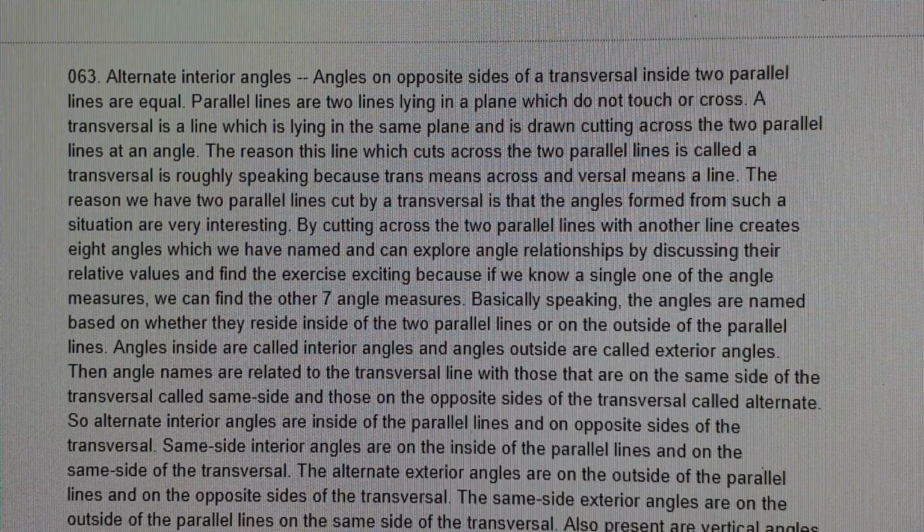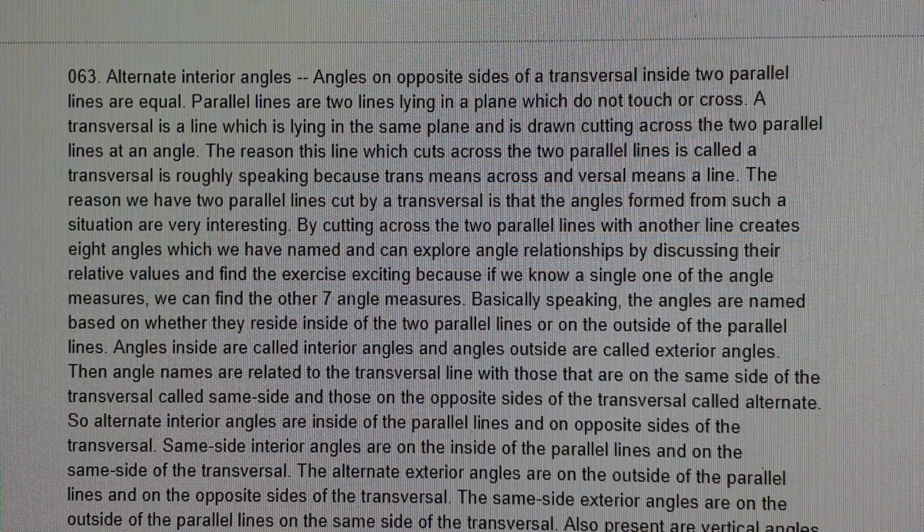Same side interior angles are on the inside of the parallel lines and on the same side of the transversal. The alternate exterior angles are on the outside of the parallel lines and on opposite sides of the transversal. The same side exterior angles are on the outside of the parallel lines and on the same side of the transversal. Also present are vertical angles, which are angles across from each other, or opposite angles on an intersection.